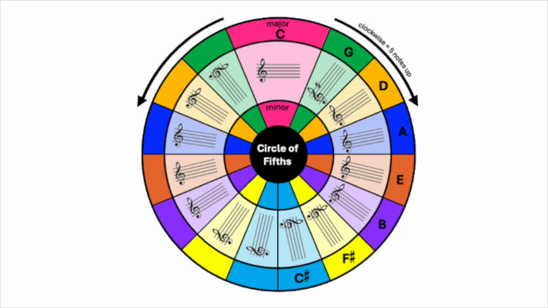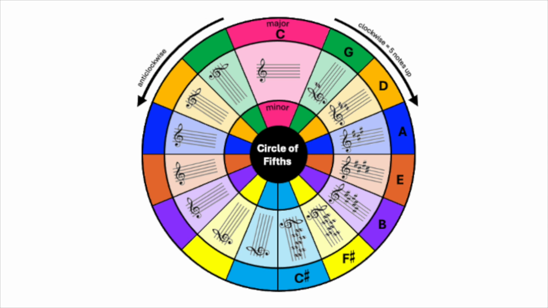G major has 1 sharp, D major has 2 sharps, A major has 3 sharps, E major has 4 sharps, B major has 5 sharps, F sharp major has 6 sharps, and C sharp major has 7 sharps. As you can see, the clockwise portion of the circle of fifths contains all of the sharp key signatures.